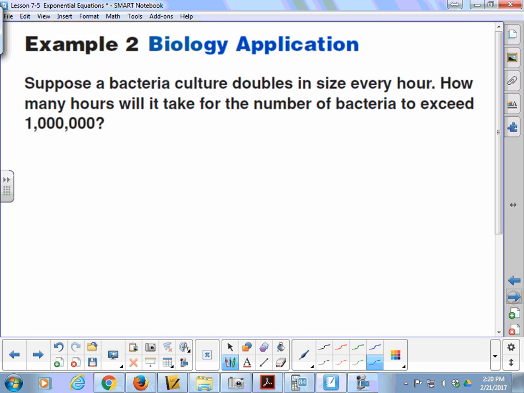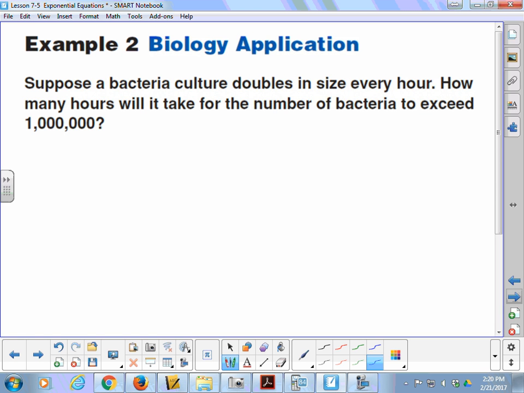All right, suppose a bacteria culture doubles in size every hour. How many hours will it take for the number of bacteria to exceed 1 million? A bacteria culture doubles in size every hour.